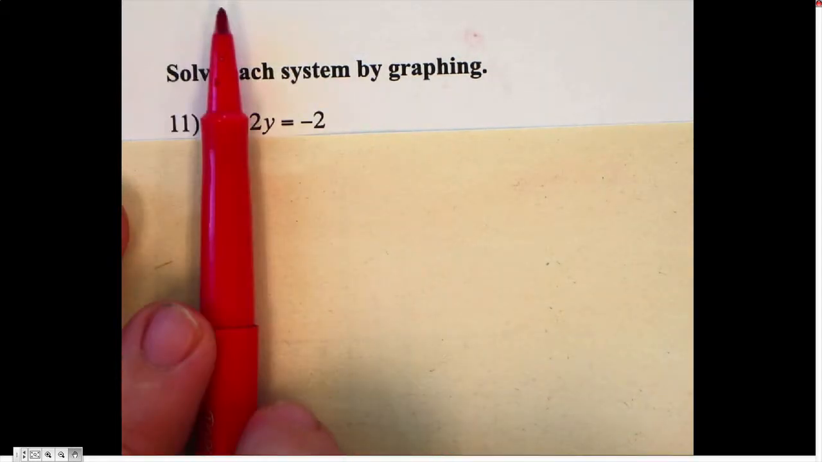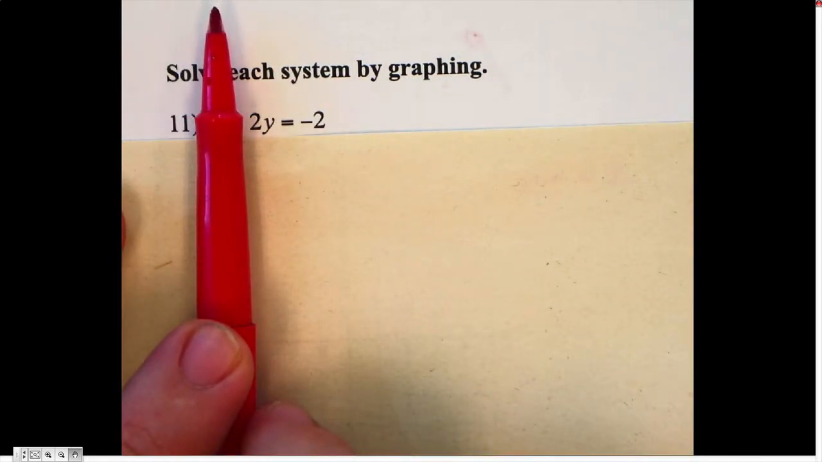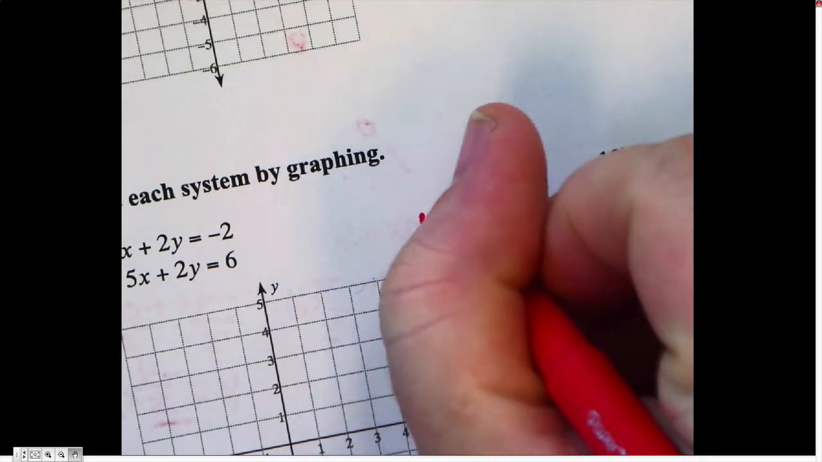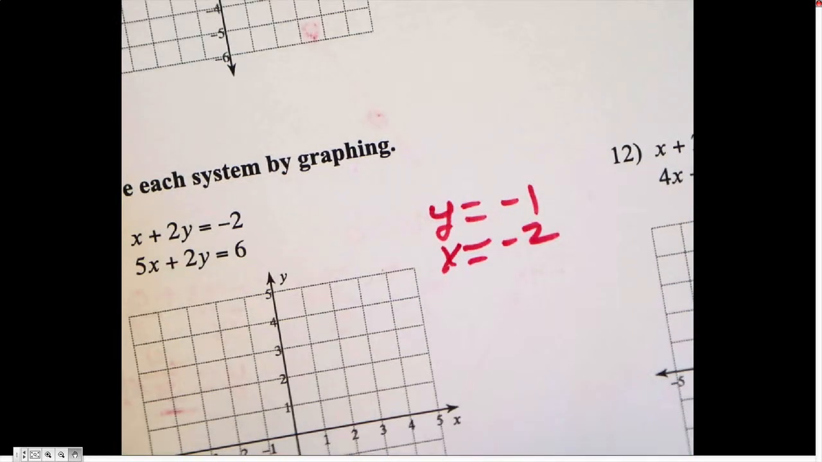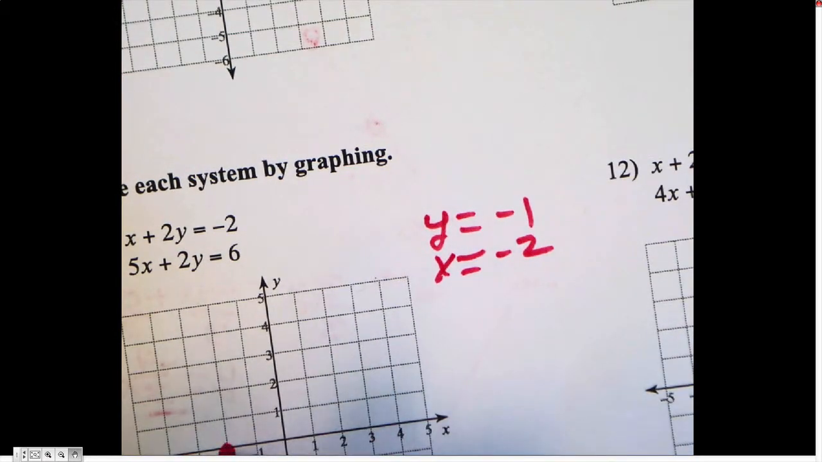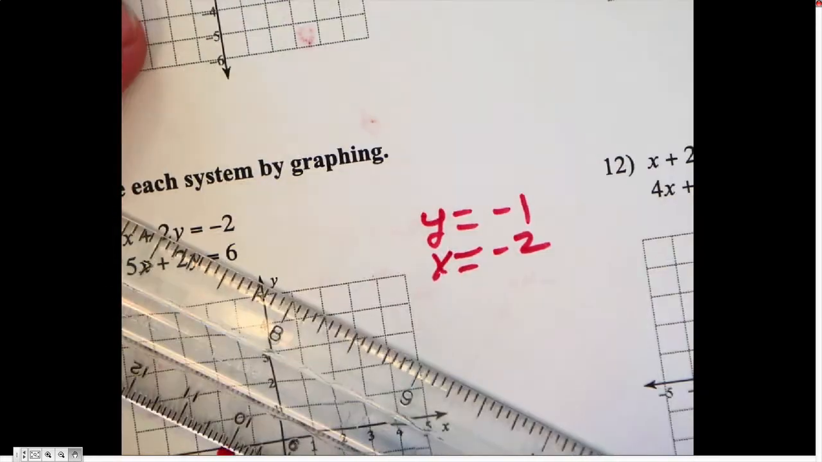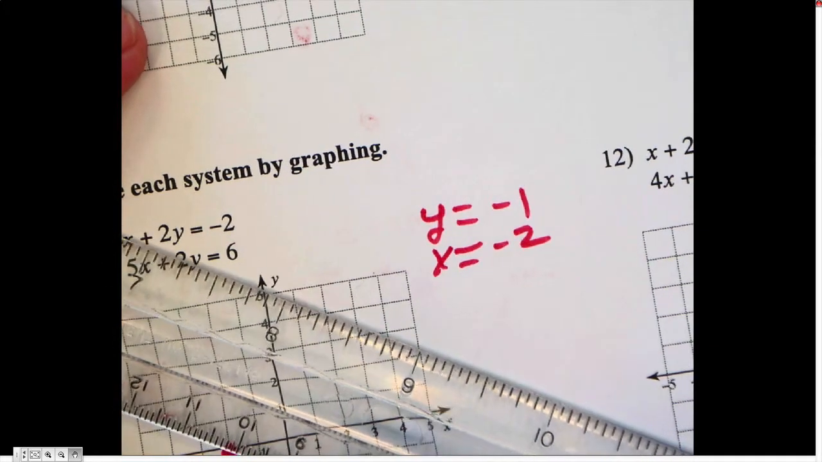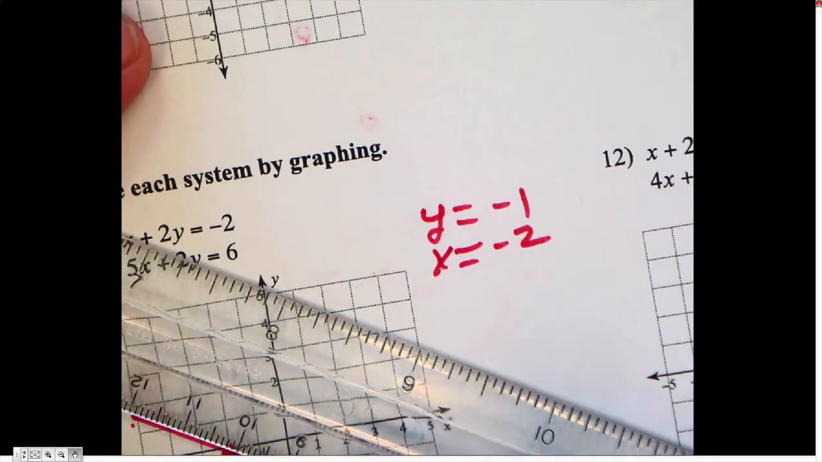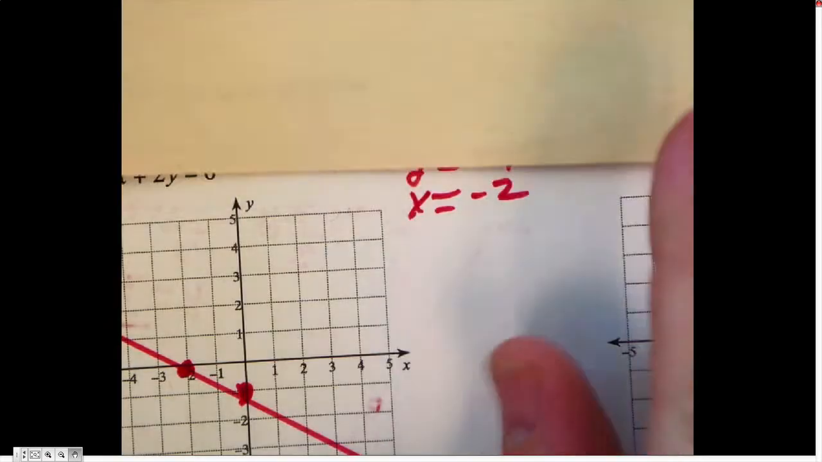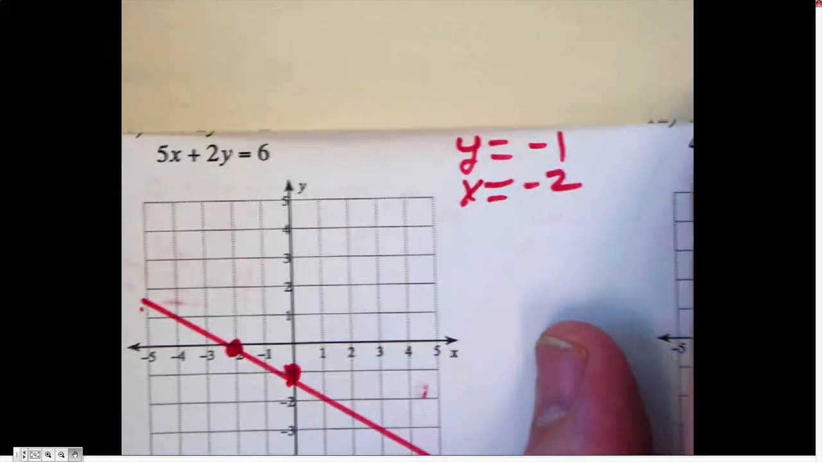And if we cover the x, we see 2y equals negative 2. So when we divide by 2, we get y equals negative 1. So now x is negative 2, y is negative 1. We're going to go ahead and draw that. Okay. Now we're done with that one. We don't need that one anymore, so we're just going to look at the other one.